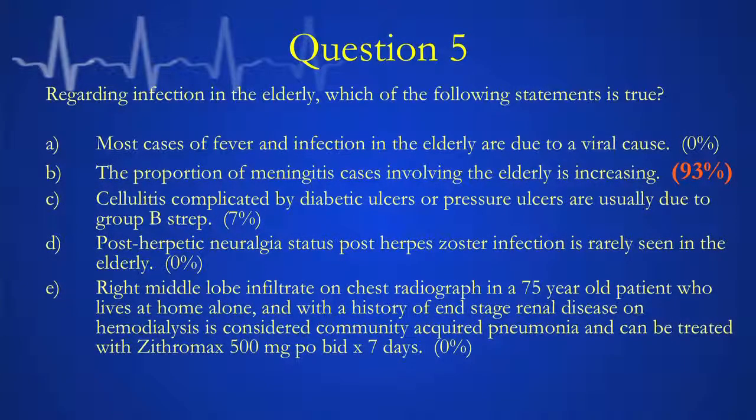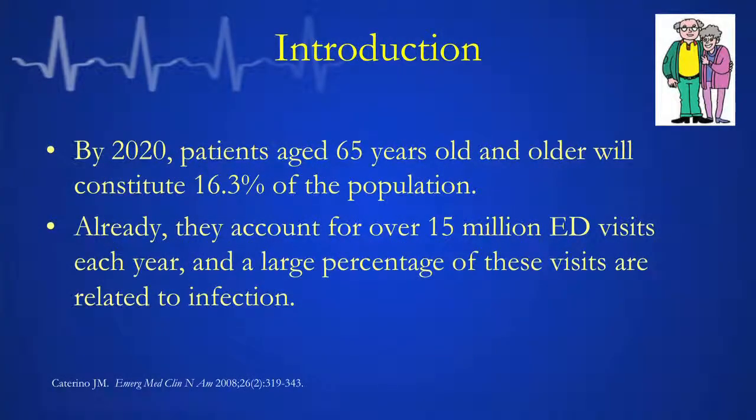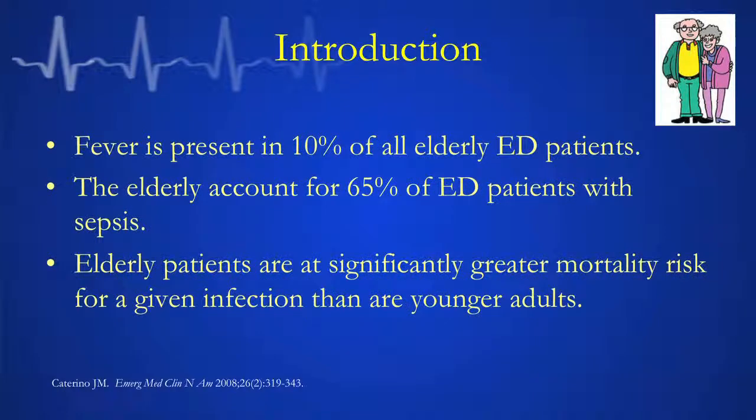Good, okay. So we have most people thinking B and somebody thinking C. Okay, so why is this topic important? By 2020, patients aged 65 years old and older will constitute 16.3% of the population. Already, they account for over 15 million emergency department visits each year, and a large percentage of these visits are related to infection. Fever is present in 10% of all elderly emergency department patients.